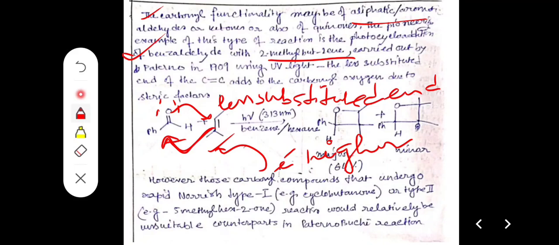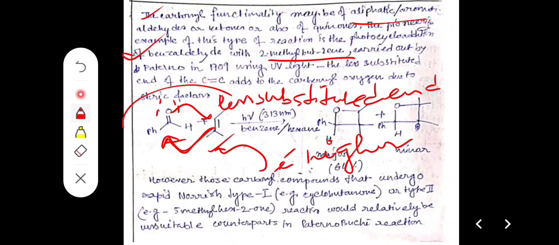By this way we can say this is more favorable, as well as due to two reasons we can say that oxygen is attached with the less substituted carbon. Because of steric factor, oxygen having two lone pairs, there should be lone pair bond pair repulsion. To avoid this interaction, oxygen always attaches on the less substituted side. Okay, this is the main reason.